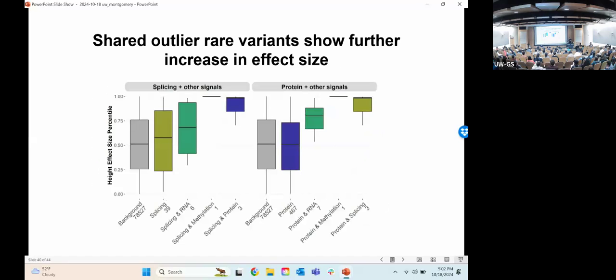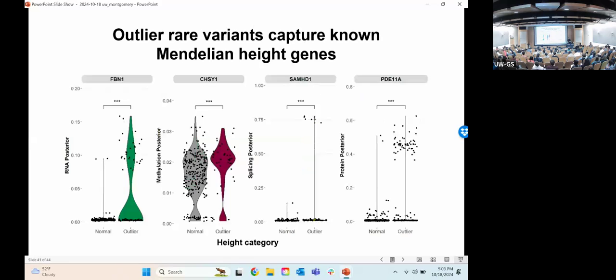But we can also see that when we combine these shared outlier signals, this goes up even further. So again, the height effect size percentile: if we combine things like splicing and methylation, we find the single top hit variant for height, right? You go straight to the top of those millions of variants, protein and methylation here. So these give us fewer variants, but I think they're giving us the most meaningful large effect variants for some of these traits.